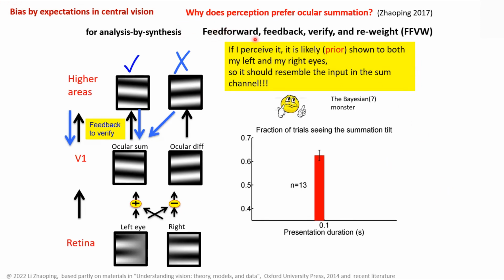And again, this is feed-forward, feedback, verify, and reweight. Originally, these two feed-forward weights are equal, 50-50. After you verify, this maybe becomes 90%, or in this case, it's 2/3 and this is 1/3. You start reweighting. Yes, please.